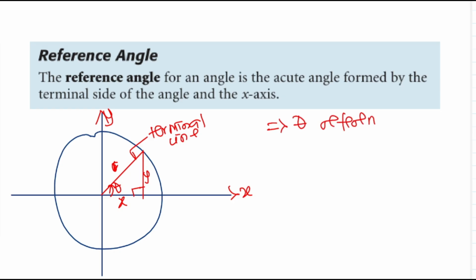So let's denote it as theta prime so that we will not be confusing it with our angle. The reference angle, which is always an acute angle, is very important when you are calculating angles between 0 degrees and 360 degrees. That is the first thing you should find when you are given the angle.